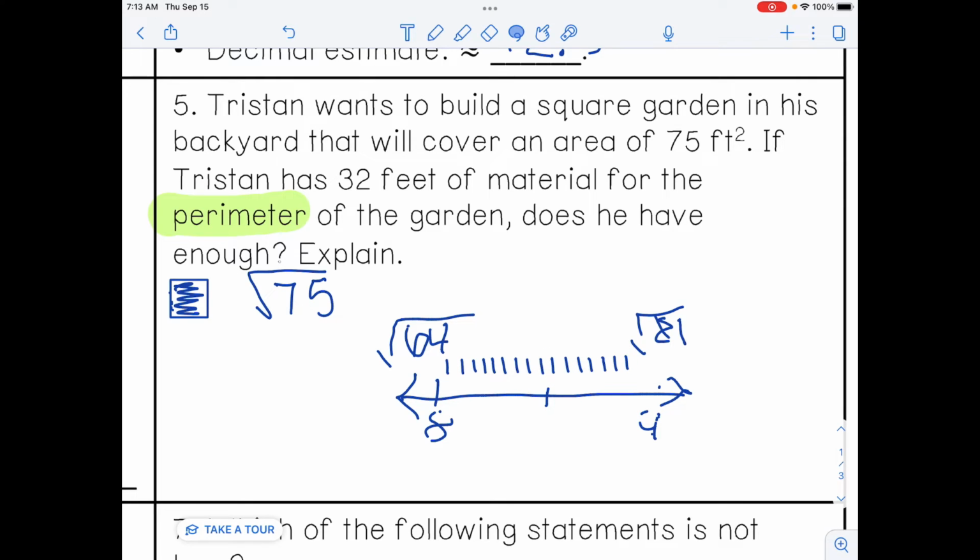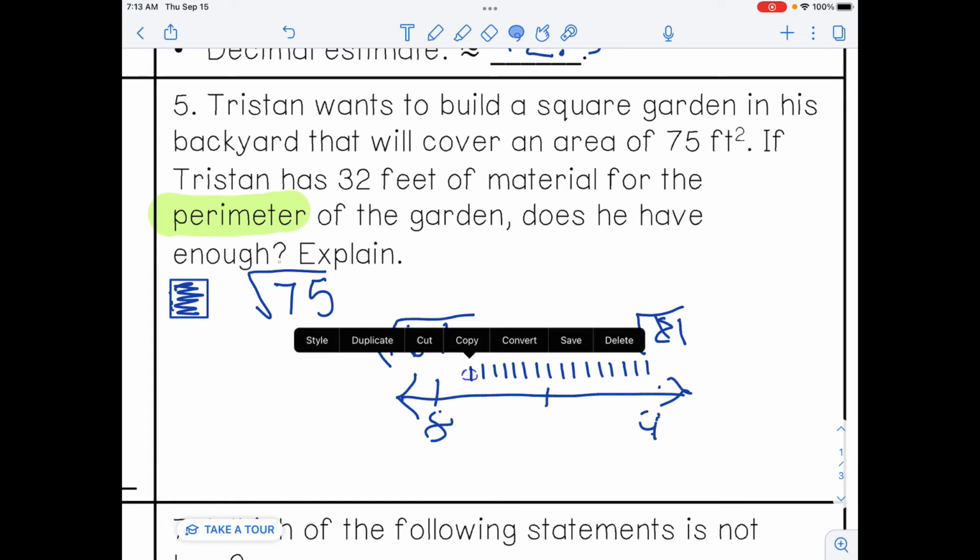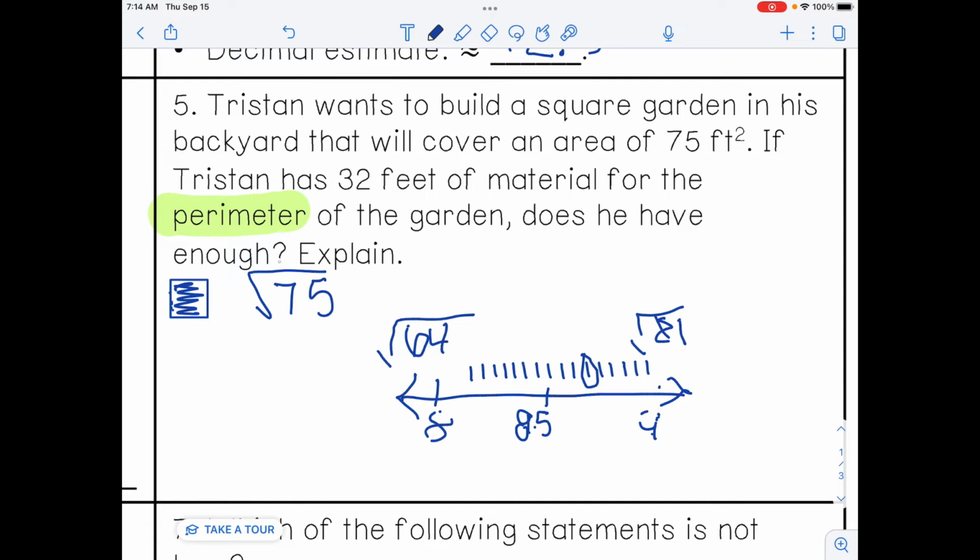So my middle is right here. Okay, so where is 75? 65, 66, 67, 68, 69, 70, 71, 72, 73, 74, 75 would be right here. And that's closer to the 9 side and bigger than 8.5. So we are going to say, let's maybe say it's 8.7.